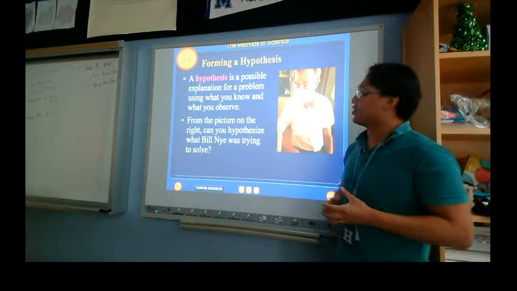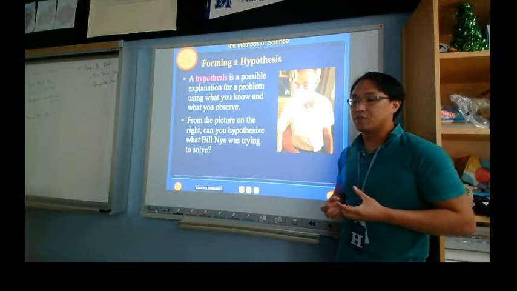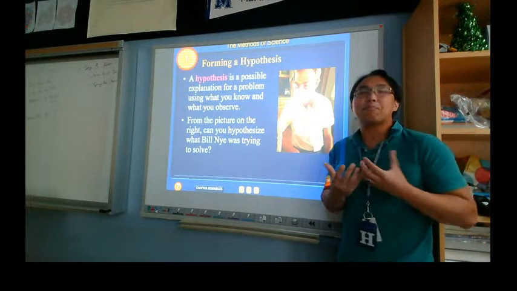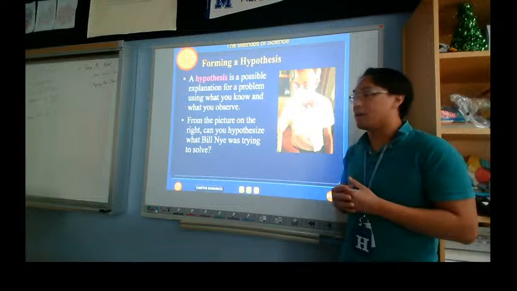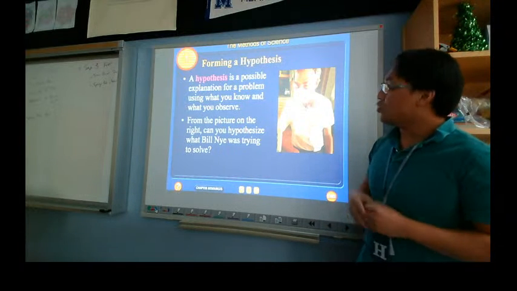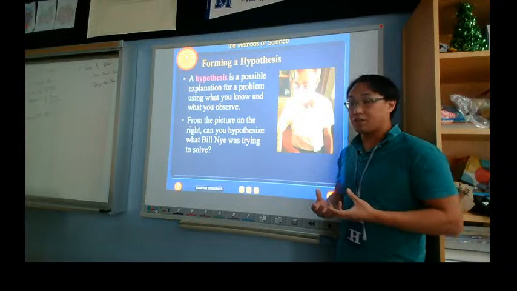Now, forming a hypothesis is where we come up with an explanation for a problem. And what we can say is it's a prediction of what we think could happen with our experiment. So from the picture on the right, can you hypothesize what Bill Nye was trying to solve?